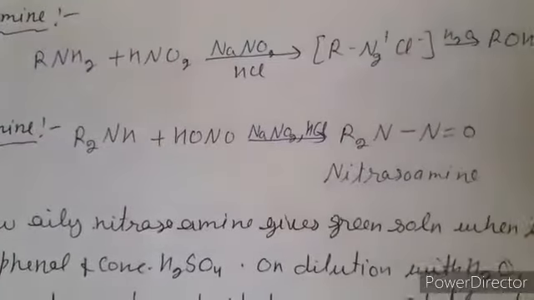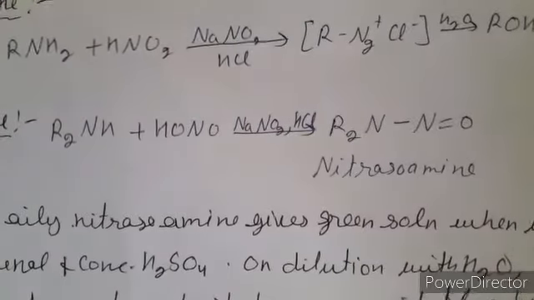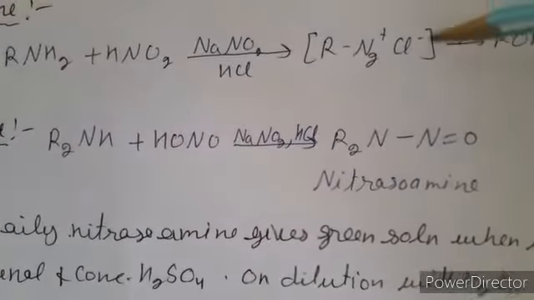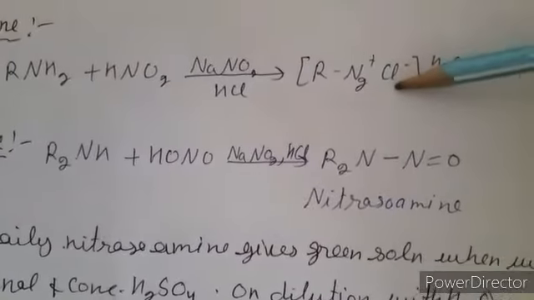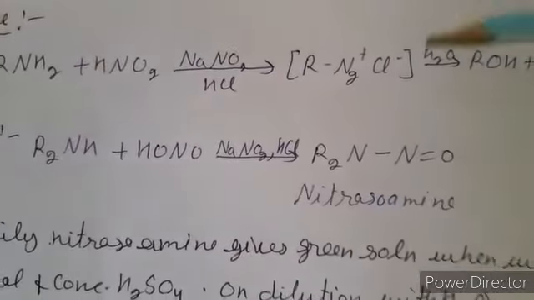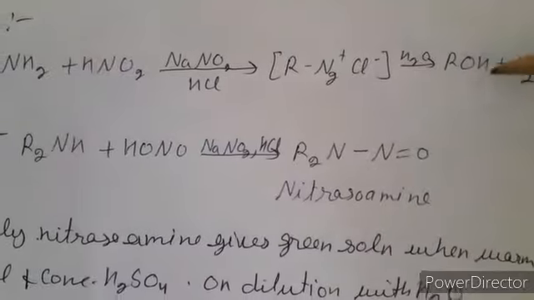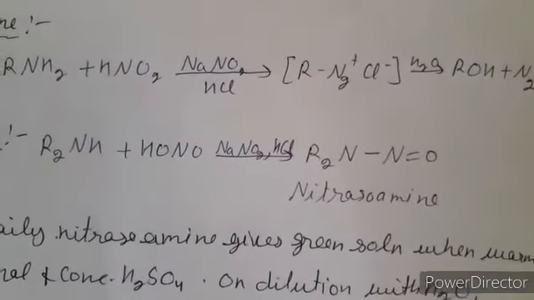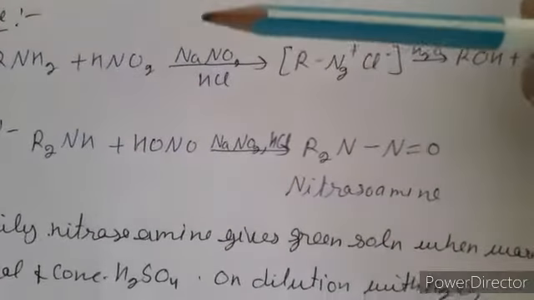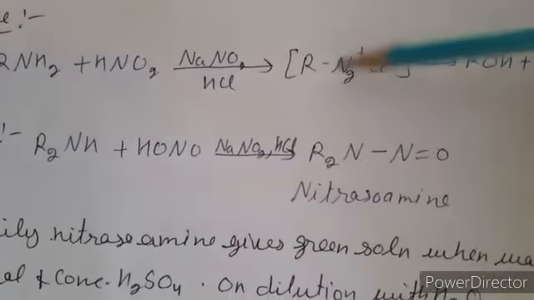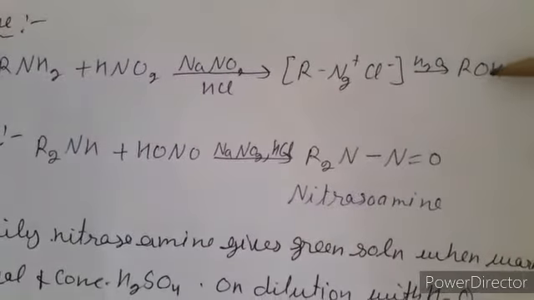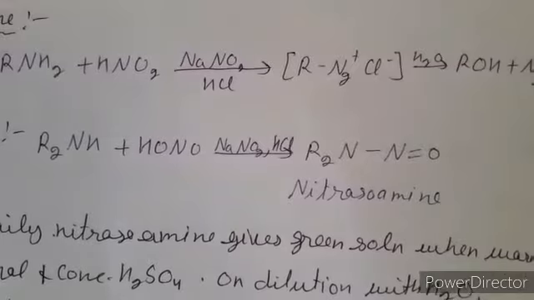So when we react a primary amine with nitrous acid, it first forms an alkyl diazonium salt, and this further reacts with water to produce alcohol and nitrogen gas. So the reaction of a primary amine with nitrous acid first produces the salt, then it reacts with water to form alcohol and nitrogen.